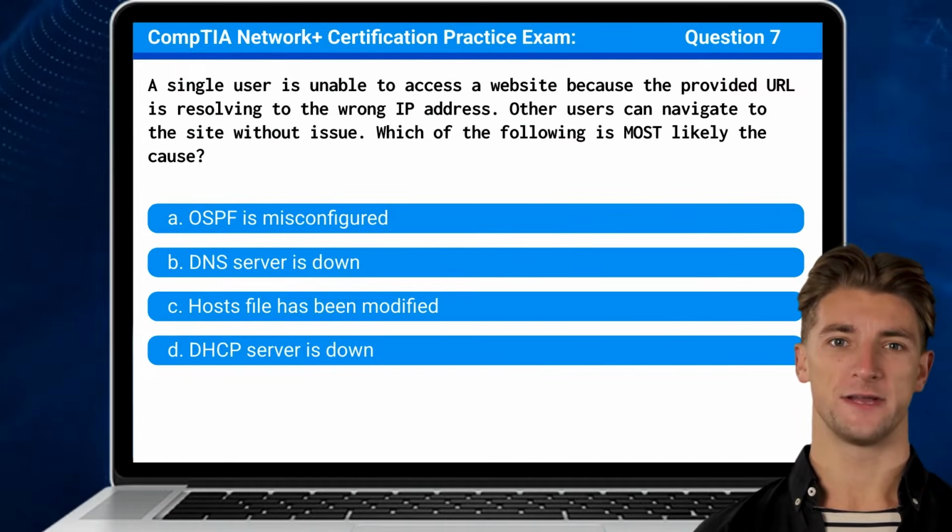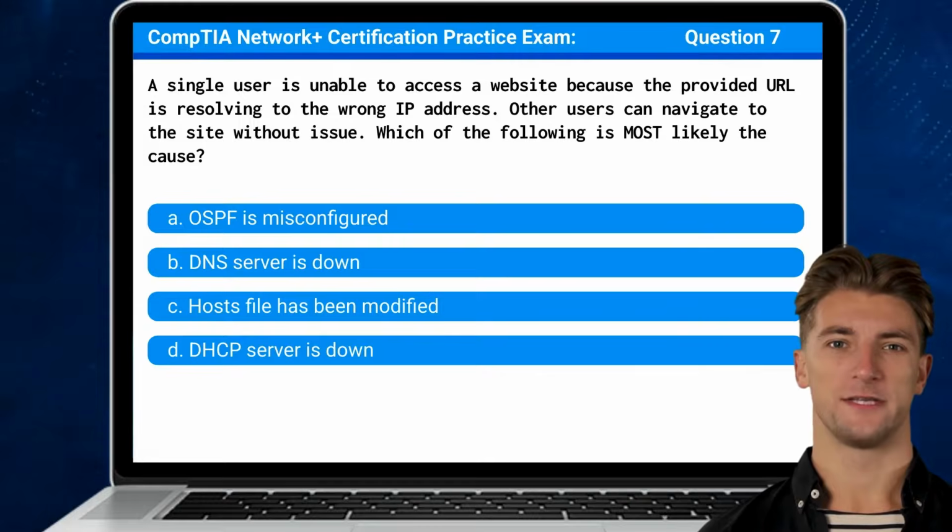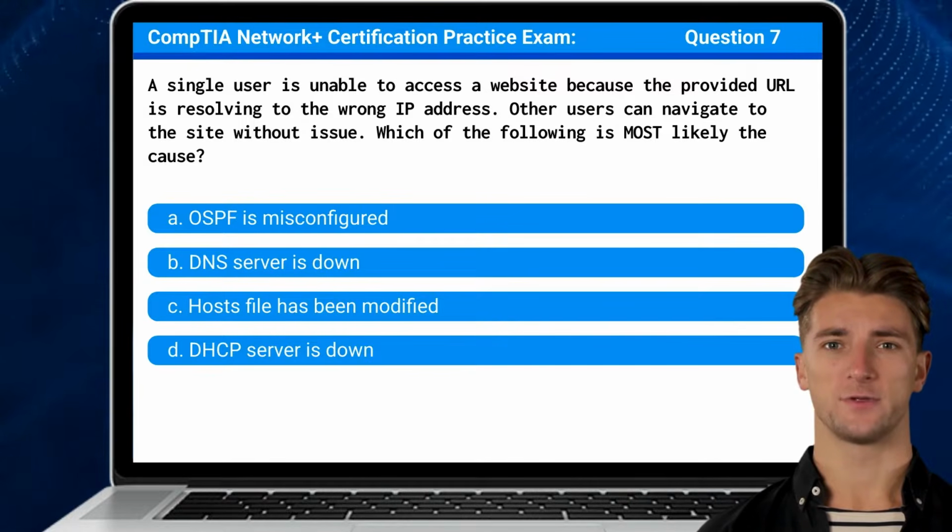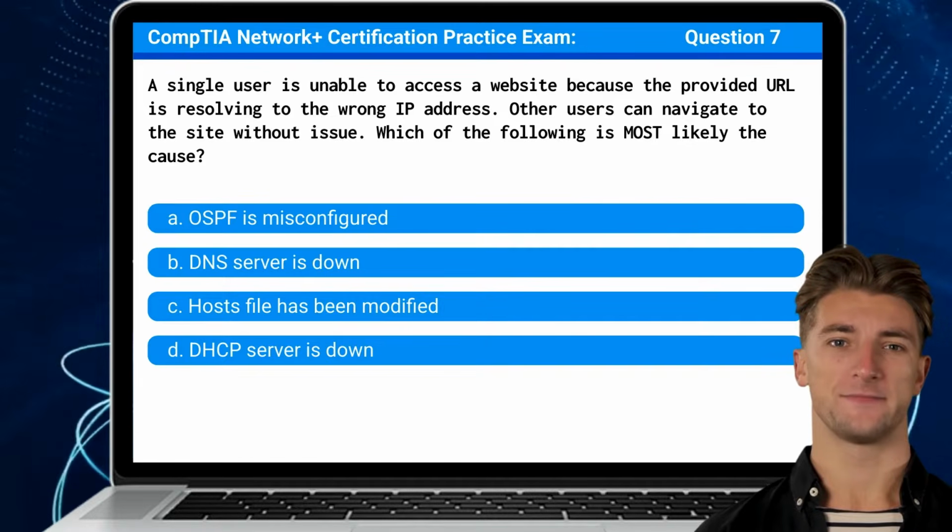Question 7. A single user is unable to access a website because the provided URL is resolving to the wrong IP address. Other users can navigate to the site without issue. Which of the following is most likely the cause?